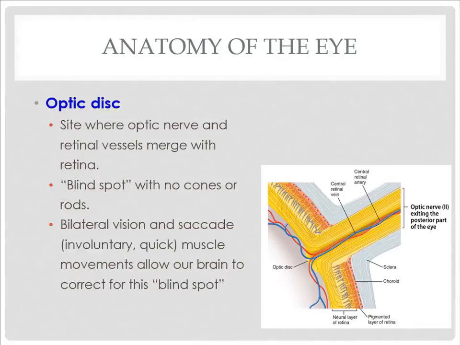Now, the blind spot occurs in each eye. However, with having both bilateral vision as well as saccadic movements, these are involuntary quick muscle motions that take place with the eye, they allow our brain to correct for this blind spot. Simply put, the presence of both eyes allows us to correct for the missing blind spot in one eye with that of the other eye. Now, we can replicate this blind spot by this exercise.